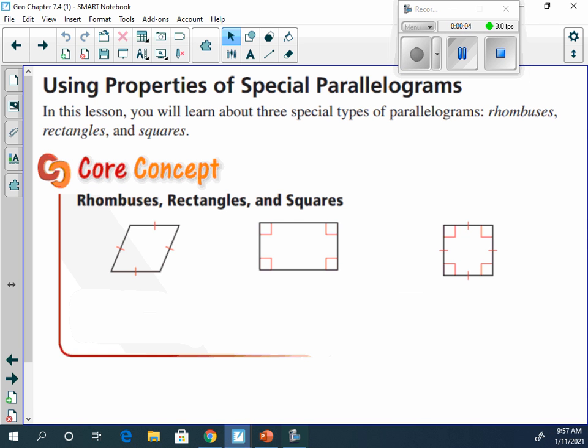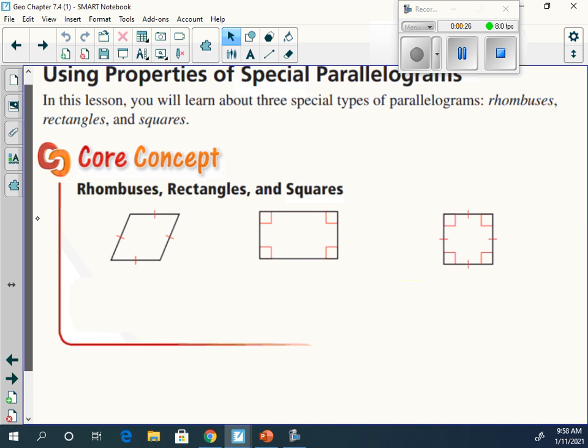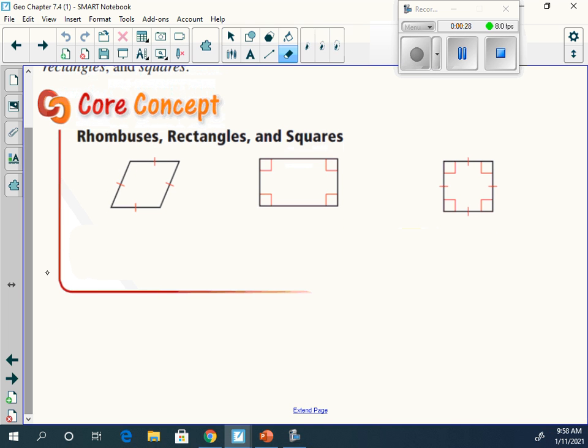And what we're talking about today is using properties of special parallelograms. We're going to go over different types of special parallelograms today, and then we'll get into more of the details of the different types and how they work in solving problems tomorrow. Now, the first three special types of parallelograms that we have are a rhombus, a rectangle, and a square. And these three have different properties to them.